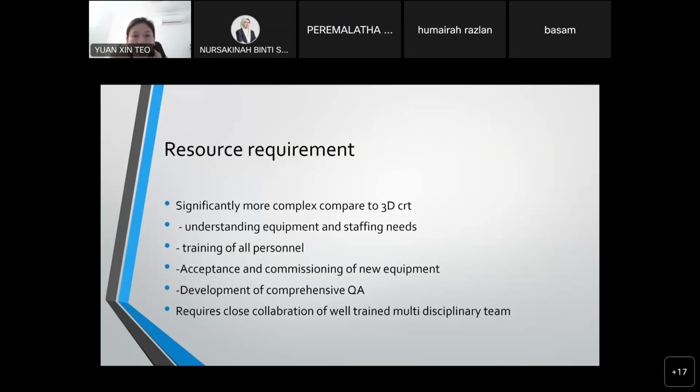So the IMRT technique requires a lot of collaboration from a well-trained multidisciplinary team. If the doctor insists on treating with IMRT, but the staff is not well educated in IMRT, it's better not to treat. It's better not to treat patients with the IMRT technique, because otherwise accidents may happen, which we hope will not happen.